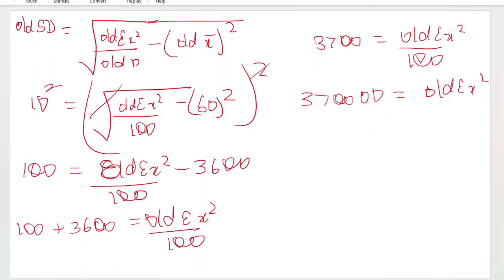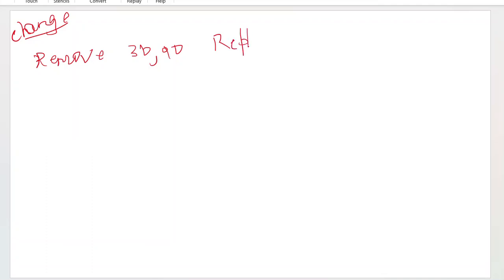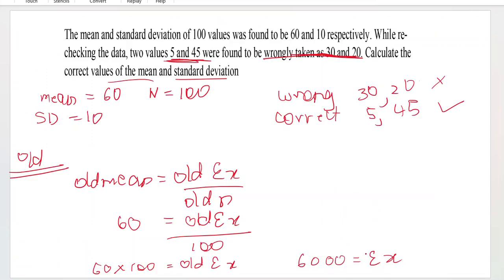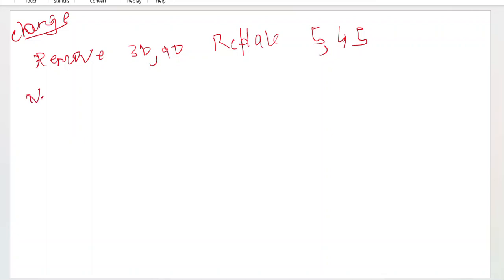Now in this part we have dealt with all the old values. Now we do the change. When we do the change, we have to remove 30, 20, replaced by 5, 45. Now we use this old sum of x that we calculated, and move into the new part.